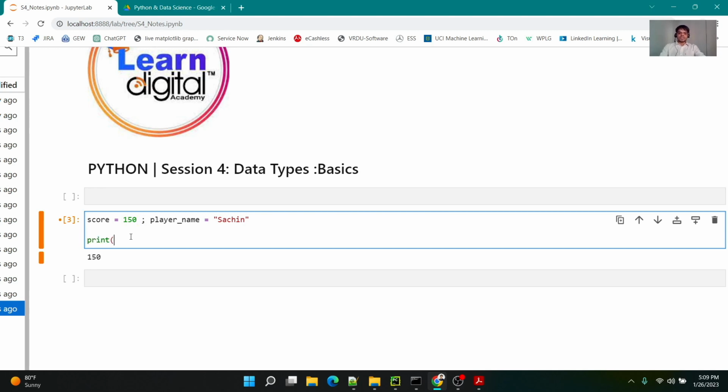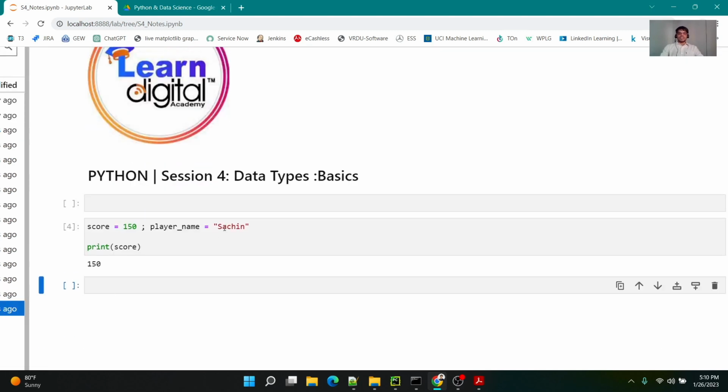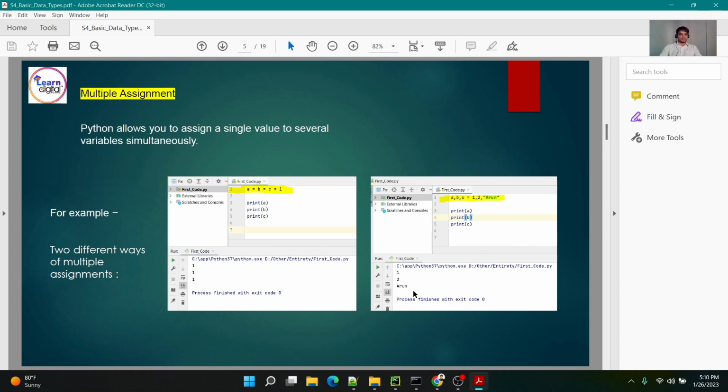So now if I try to print score here, it is not going to give you any error, right? This style of writing instructions, or this style of giving instructions to the machine, is called multi-line instructions. I hope that's clear to everyone.